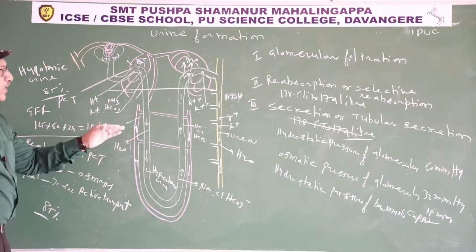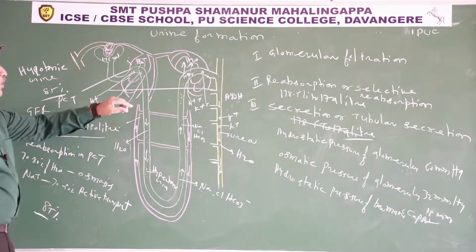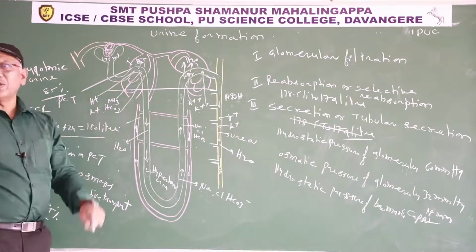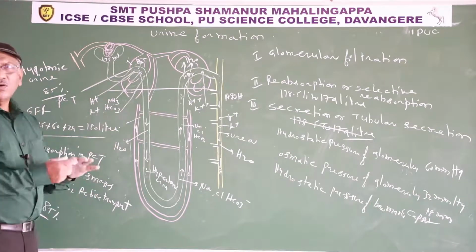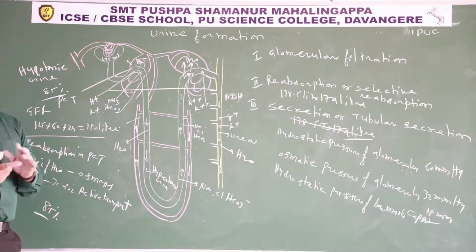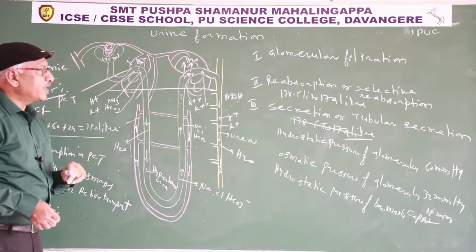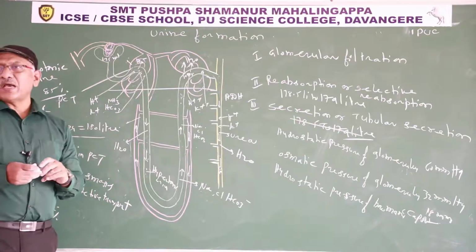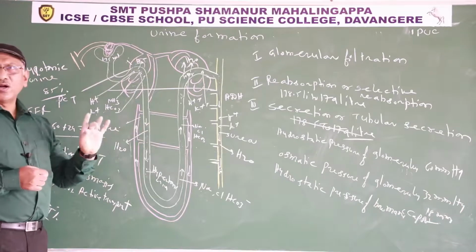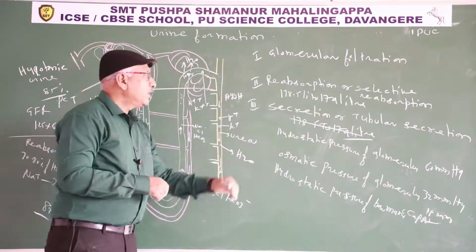Tubular secretion maintains the ionic and water balance, or fluid balance, or ionic balance of the body fluids. Body fluids are blood and lymph. So what is the use of secretion or tubular secretion? Maintain the ionic balance of body fluids. In this manner, urine formation is completed in 3 steps.